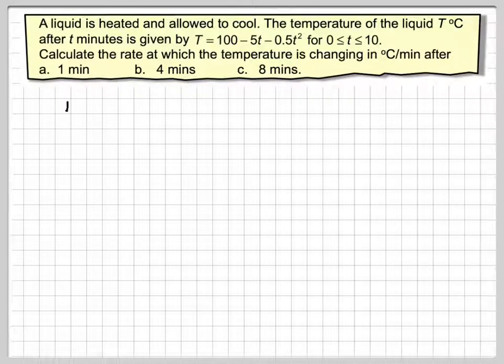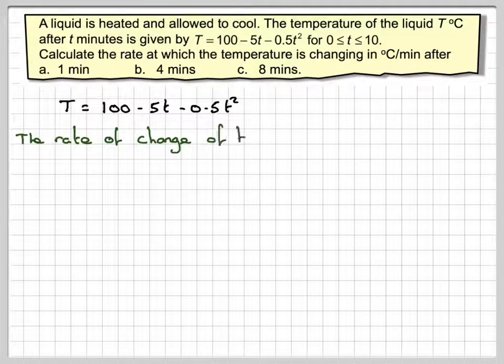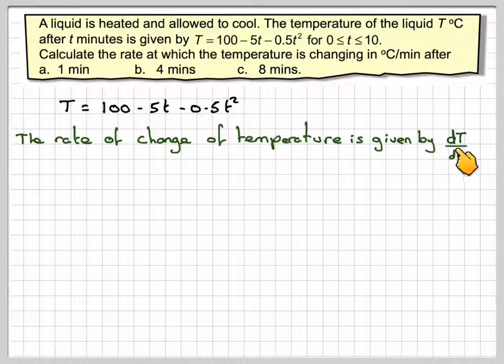So if we've got T is 100 minus 5t minus 0.5t squared, the rate of change of temperature is given by dT by dt. Seems a bit strange, but it's the temperature divided by the time. So you have to differentiate this function here. Up to now we've been differentiating things like y is equal to 100 minus 5x. We just changed the variables, and this gives me what's known as a rate of change of temperature with time.